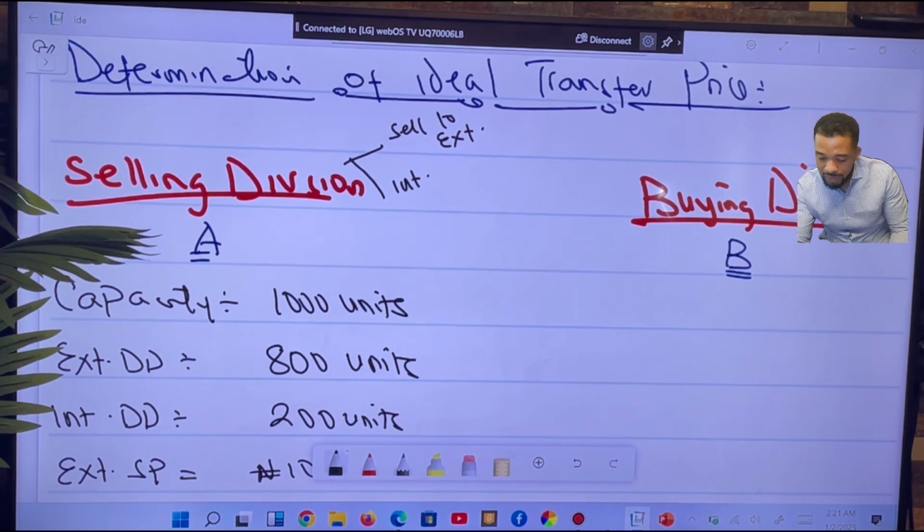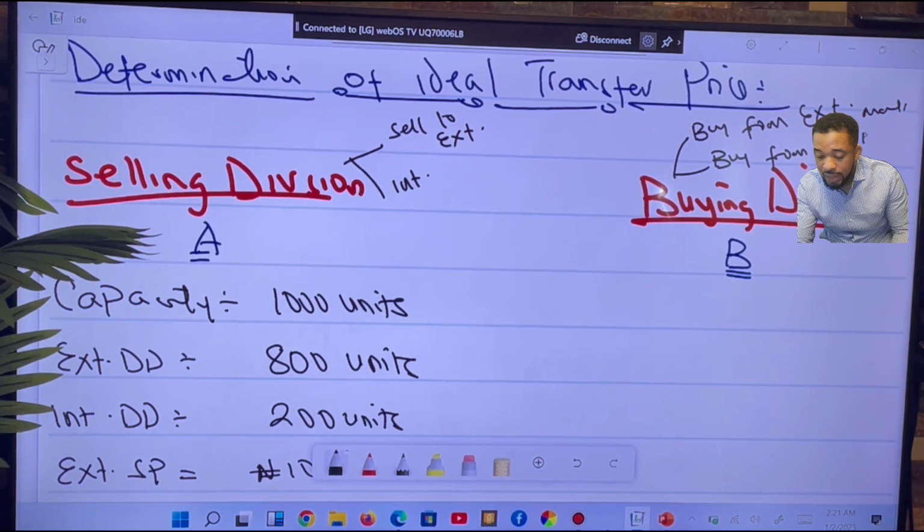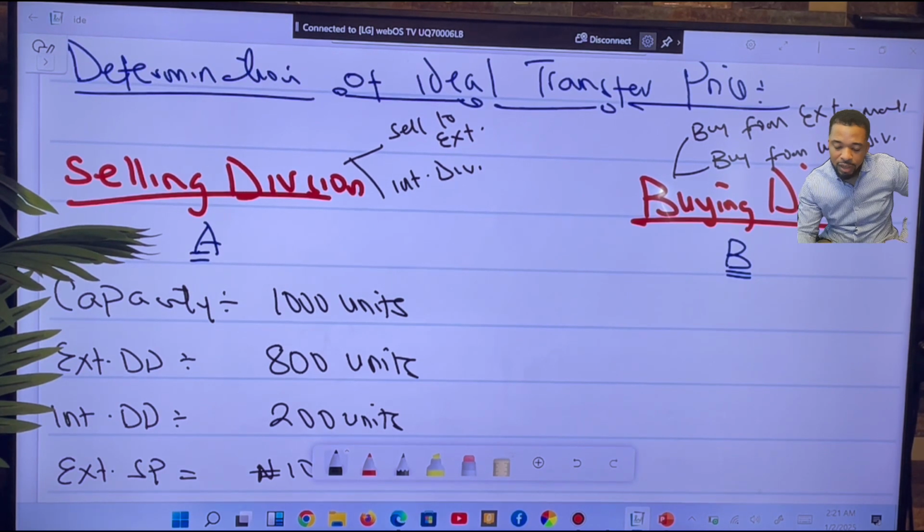This guy that is buying can decide to buy from the external market or can also buy from an internal division. The internal division in this case is division A. All right. The internal division here is division B for the guy that is selling.